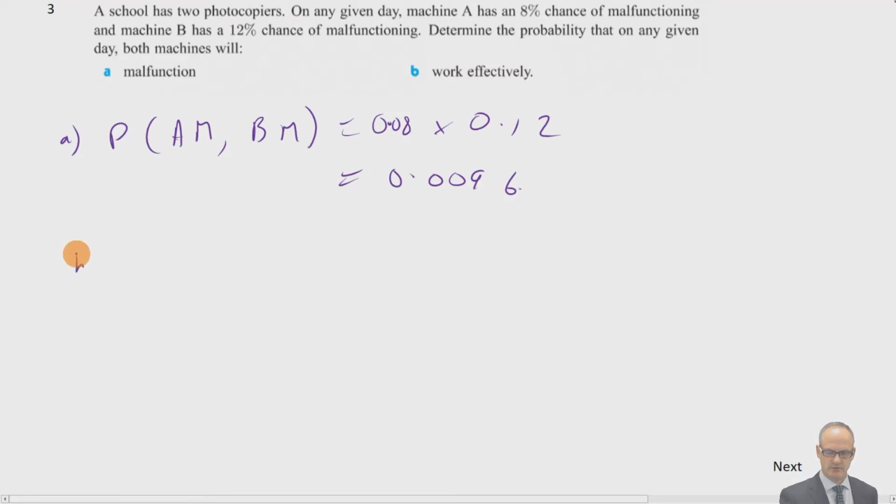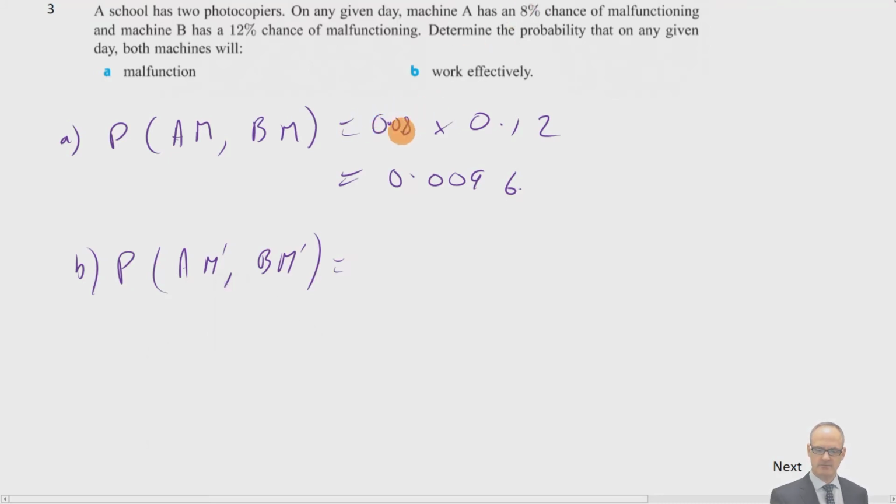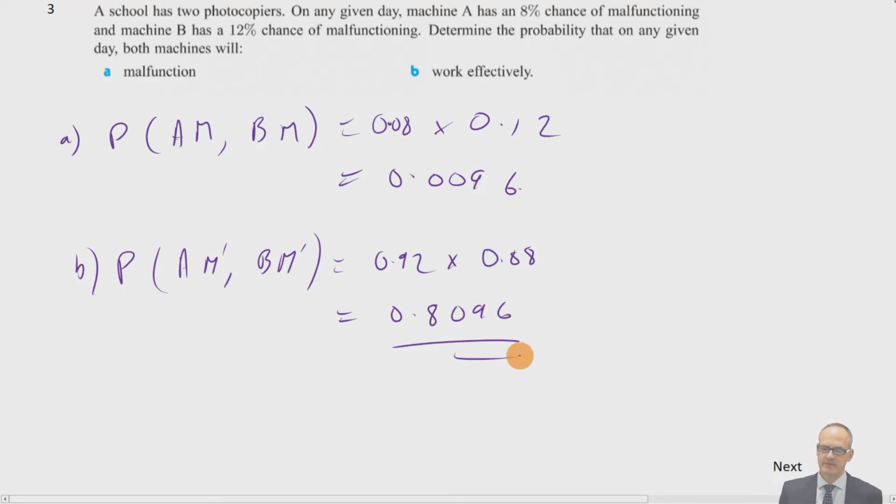So that's part A. Part B, that they work effectively. So you've got the probability that A does not malfunction and B does not malfunction. So therefore, if A malfunctions 8% of the time, it will work perfectly 92% of the time. So it's 0.92. And if B malfunctions 12% of the time, it will work perfectly 88% of the time. And if we multiply those together, we get 0.8096. So if you know that you've got independent events, we can see that the questions are really quite straightforward.